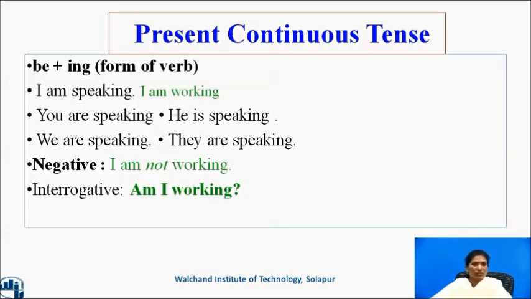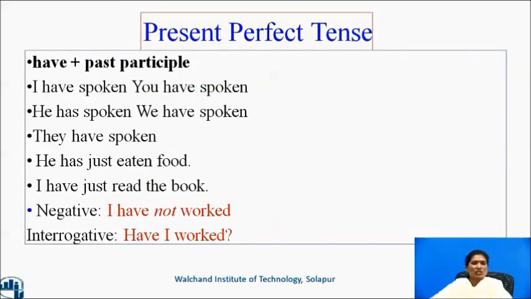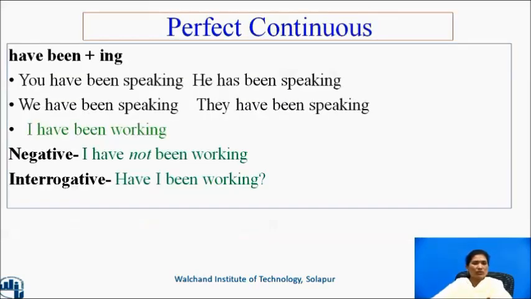Interrogative, am I working? Present perfect: we have seen the structure, have or has plus past participle plus object. He has spoken, they have spoken, he has just eaten food, I have just read the book. Negative, I have not worked. Interrogative, have I worked? Perfect continuous, have been plus ing. He has been speaking, we have been speaking, they have been speaking, I have been working.